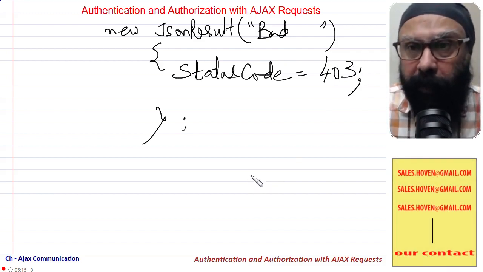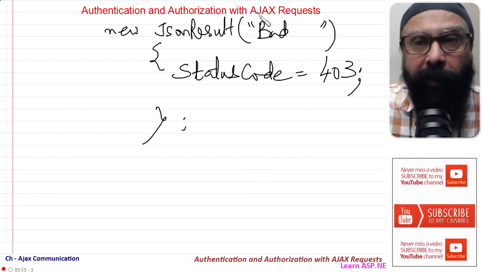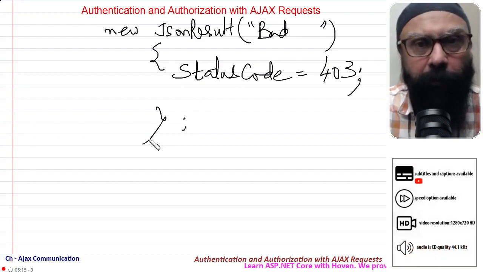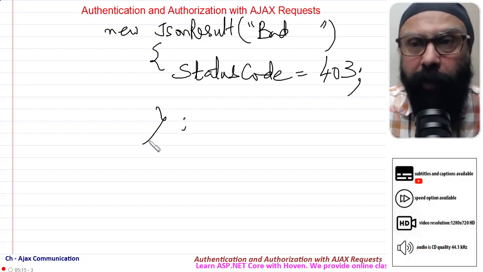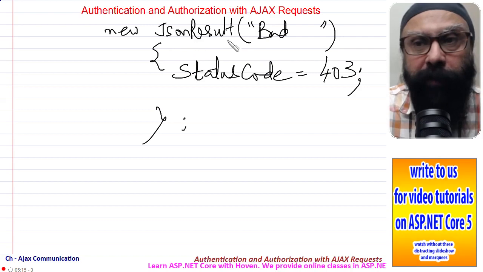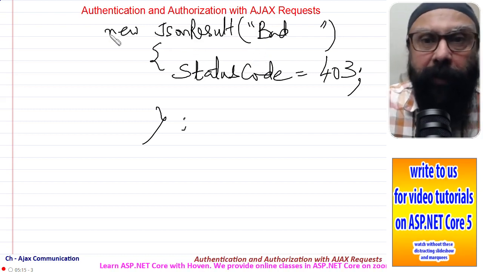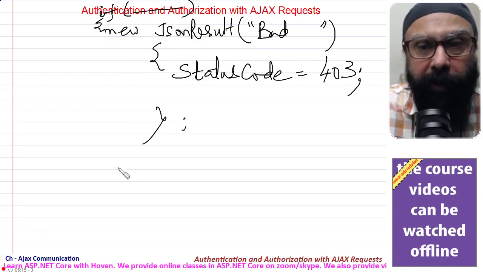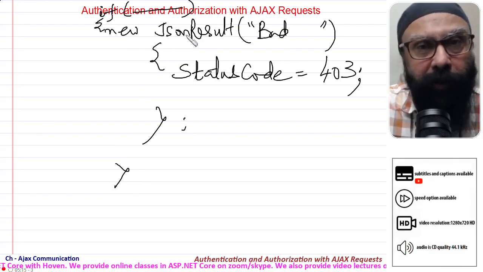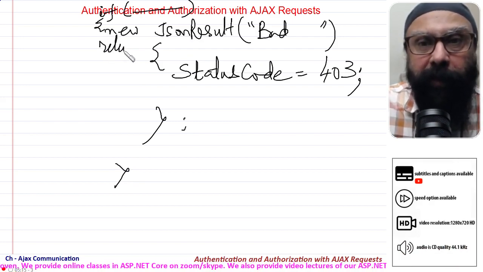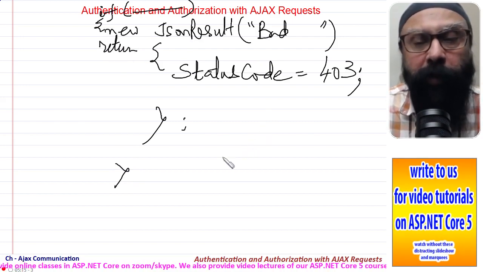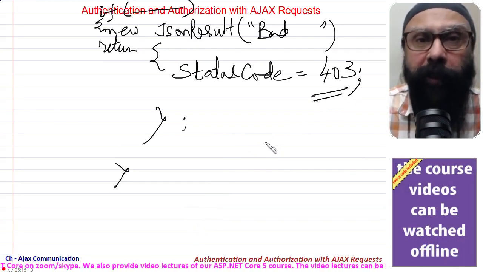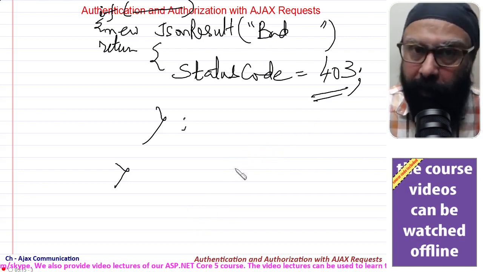In the previous cases where we learnt AJAX requests and where we did not have authorization and authentication, we did not use this status code because status code is 200 OK by default. But when you want to deny access, then in this if block where you have checked that the user is not authenticated, you should create a new JSON result and return it. Return new JSON result bad error, so no process occurs afterwards, and the user will receive this status code in his AJAX request. Got the point?